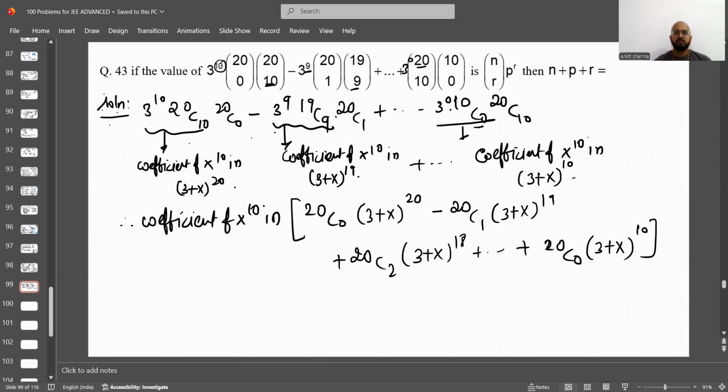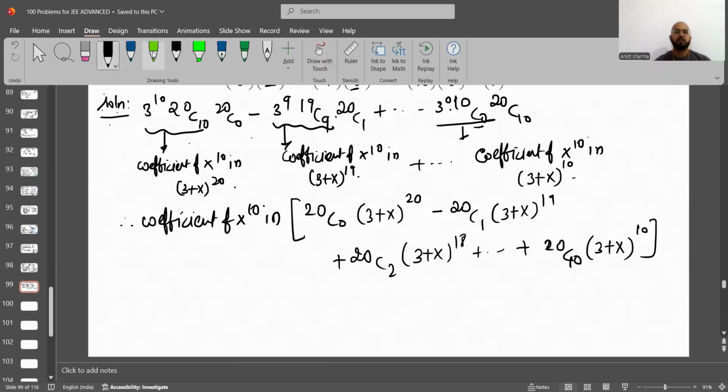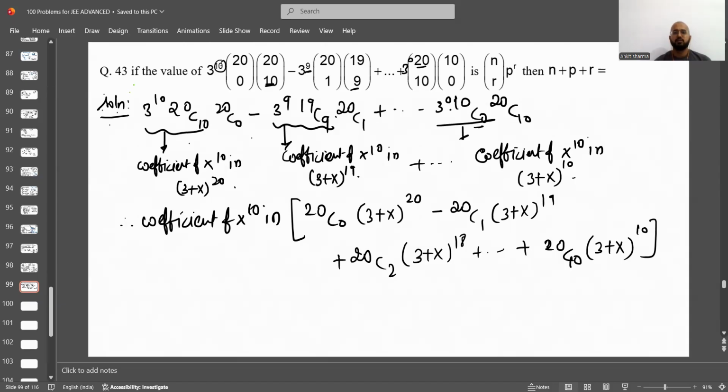And now if you look at this, then this turns out to be someone's binomial expansion. 20c10. Okay, this is 10, not 0. So this is going only up to 10. So 20c10 and then (3+x)^10. So this looks like binomial expansion, but some of the terms are missing. So that means after 10 onwards, we need to write down, say minus 20c11 into (3+x)^9. Then plus 20c12 into (3+x)^8. And so on. All these things I'll add up to 20c20 into (3+x)^0.